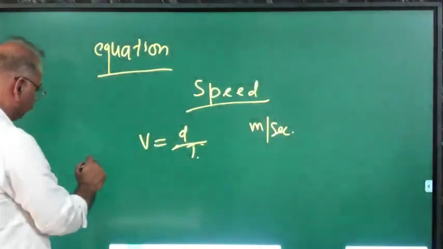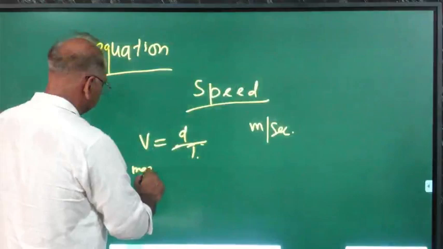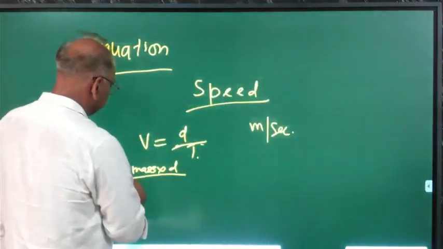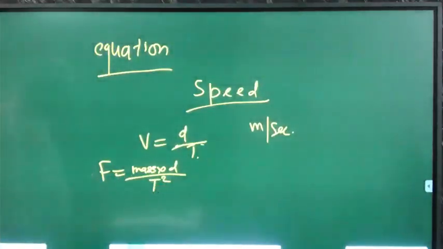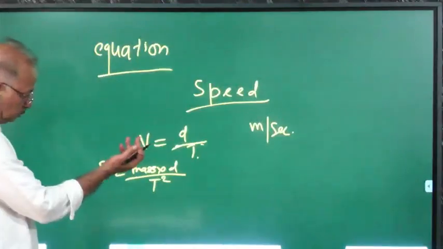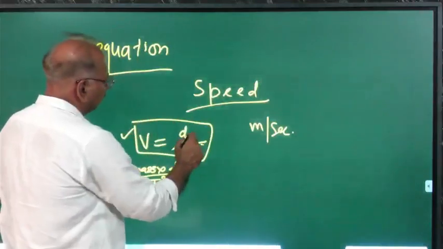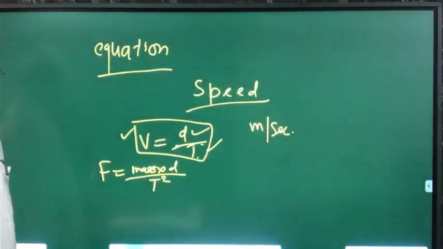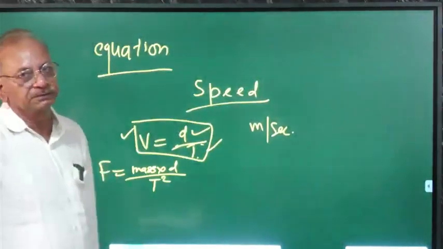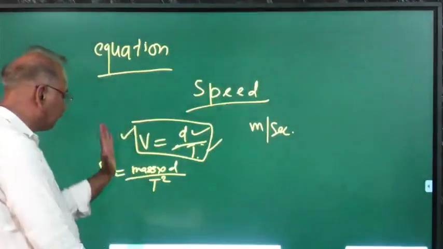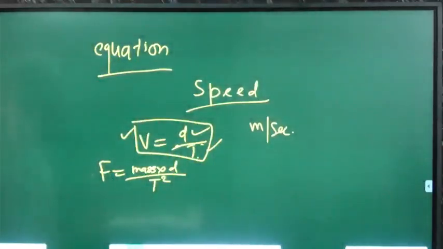Likewise, force is measured as mass into distance upon time square. So these quantities are derived units, and the two sides should be equal in so many respects. I mean, the left hand side should be equal to the right hand side in almost all respects.